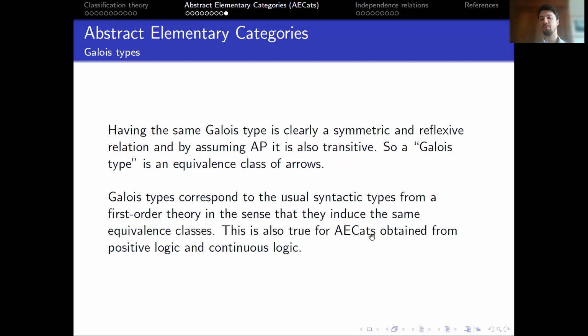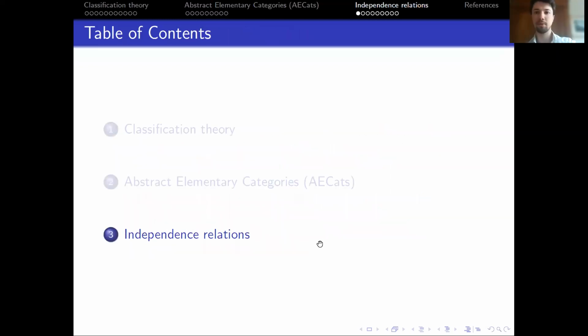And this is also true if we take an AEC-cat from positive logic or continuous logic, where we have similar notions of syntactic types, but for positive formulas or continuous formulas or whatever. And then again, we can prove a similar kind of amalgamation proposition, and we see that these things coincide again. So now we have made sense of some basic model theoretic stuff in the framework.